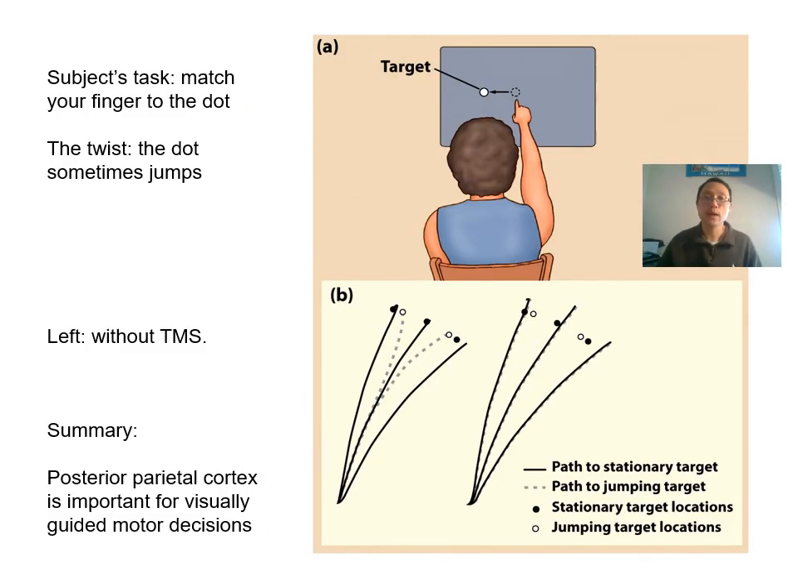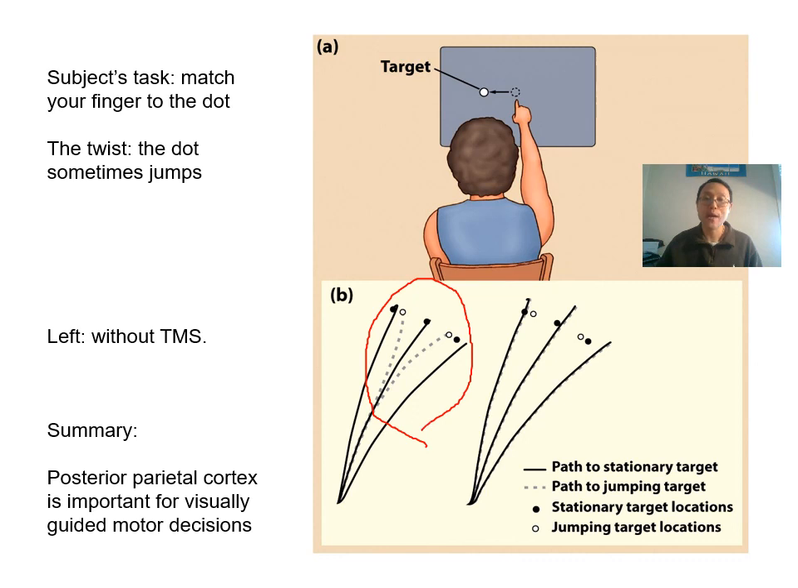Now let's take a look at some human data in terms of what the parietal lobe does, this area that we just talked about in the monkeys, okay? Here they designed a task in which the subjects are trying to match the fingers to a dot, and the twist is that the dot sometimes moves. They wanted to see how much the posterior parietal part really contributes to this matching, okay?